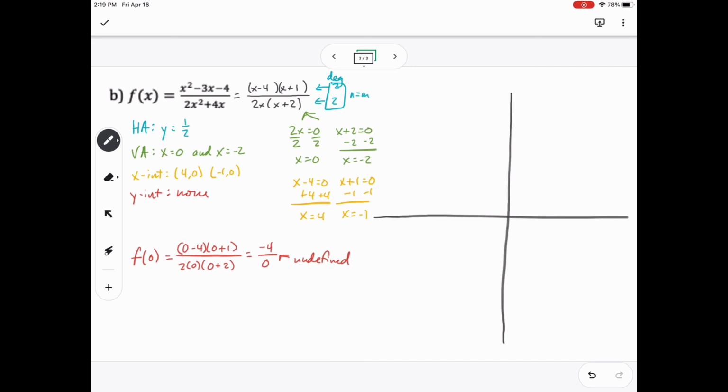So here I'll graph what I know. Start with the horizontal asymptote and graph it at y equals 1/2. Okay, and then I'll graph both of my vertical asymptotes. Now because I have 2 vertical asymptotes, this is going to make our graph start to be a little different and a little odd. But I'll still graph my x-intercepts like I've been doing.